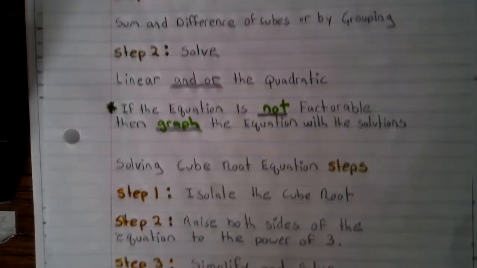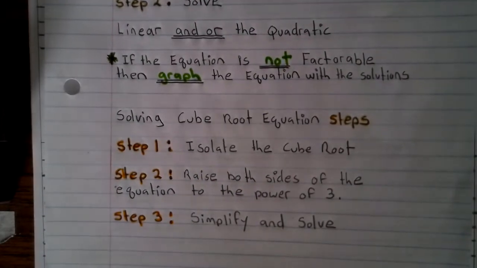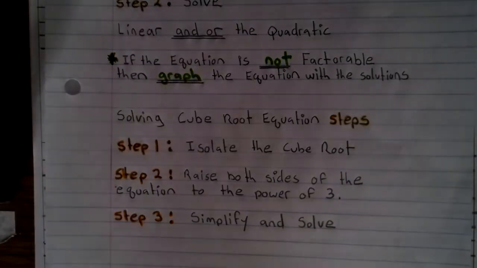All right, now solving cube root equation steps. Step 1, isolate the cube root. Step 2, raise both sides of the equation to the power of 3. Step 3, simplify and solve. Good.